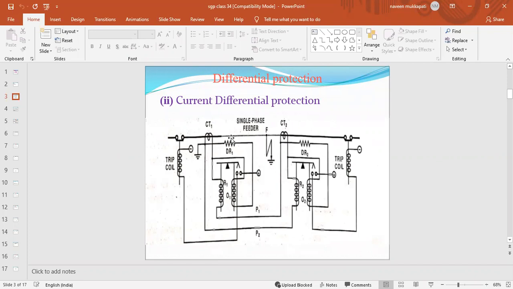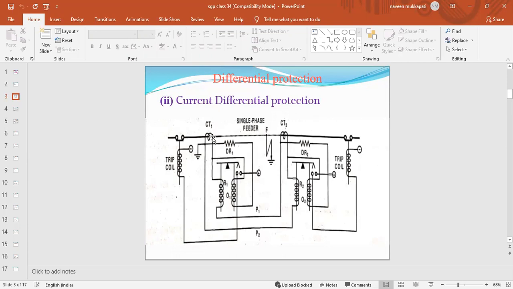The diverting resistance is equal to the resistance of the pilot wires. Therefore, the same currents will flow through operating coil 1 and operating coil 2. Under normal operating conditions, the algebraic sum of these currents will be equal to 0. Therefore, the restraining torque will be greater than the operating torque at this normal operating condition.